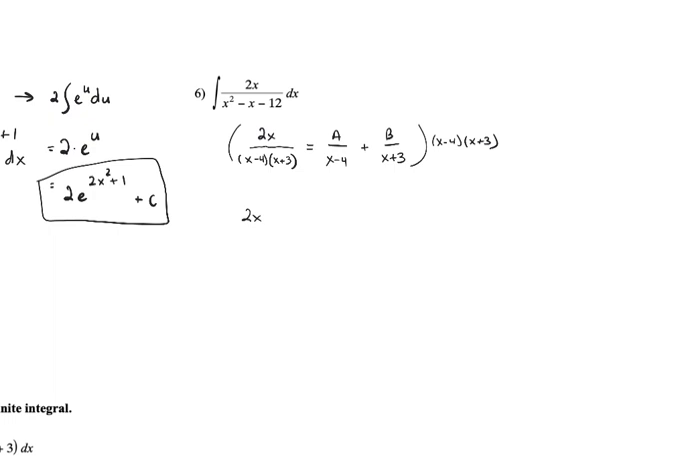which would leave 2x equals a times x plus 3 plus b multiplied by x minus 4. Now, if I want to solve for either a or b, that means I need to cancel one of the other variables. So if I want to solve for b, for example, I need to cancel a. And if I cancel a by letting x equal -3, then -3 plus 3 is 0. 0 times a is 0, so a disappears. So I'm going to let x equal -3, then plug -3 in for all the x variables.